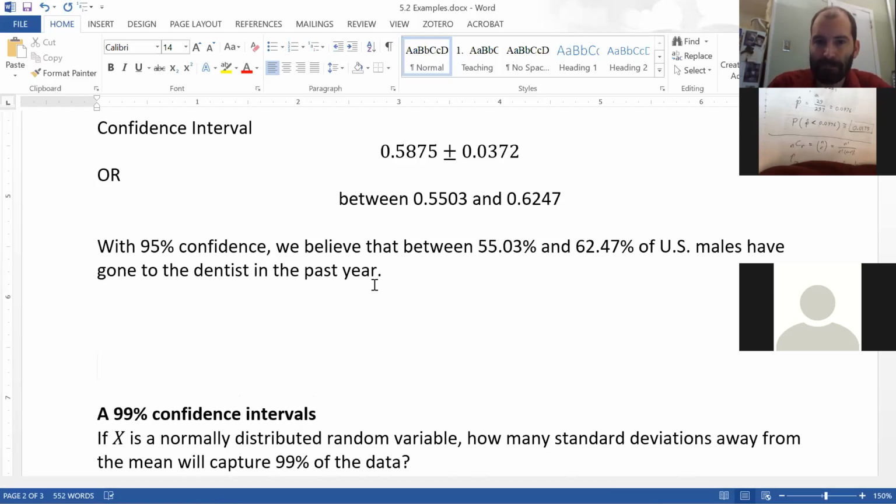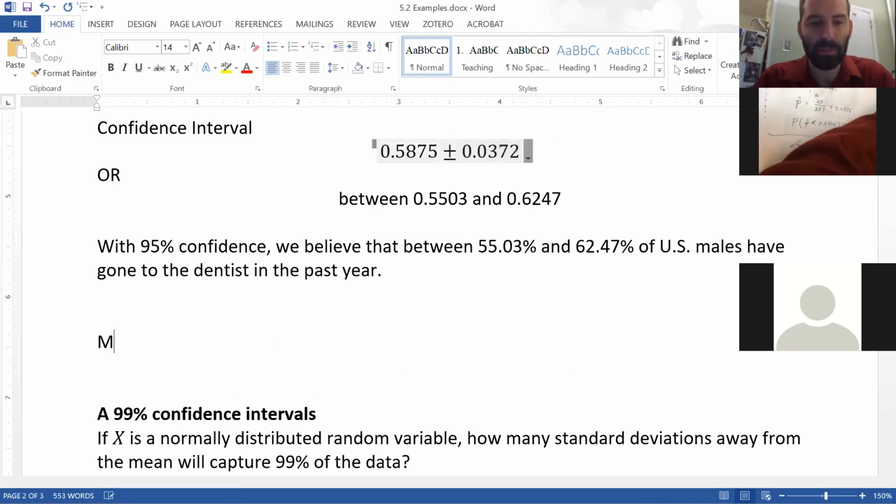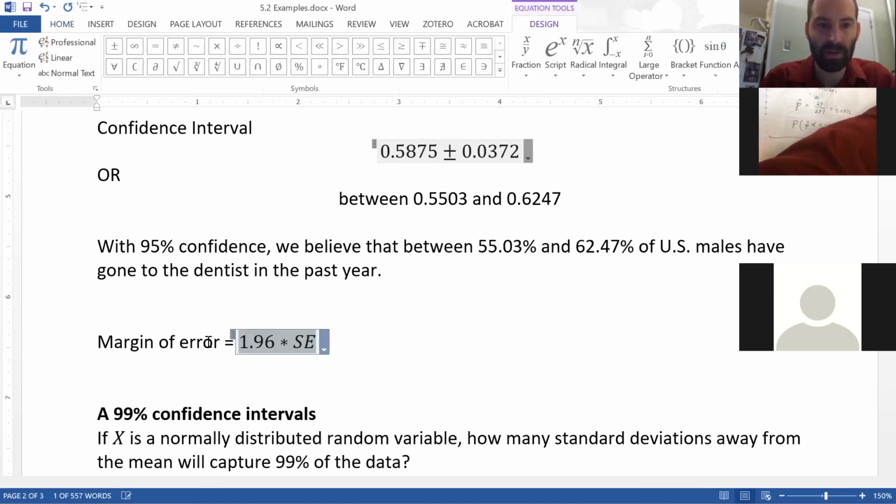Any questions on that? Okay, one thing I want to point out here is that when we take this 1.96 and multiply it by the standard error, that's what we're adding and subtracting each time. That thing right there is called the margin of error. I just want to point that out. The margin of error is the 1.96 times the standard error. The margin of error is the thing that you're adding or subtracting from your point estimate.